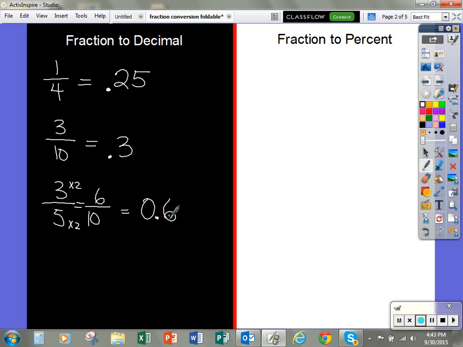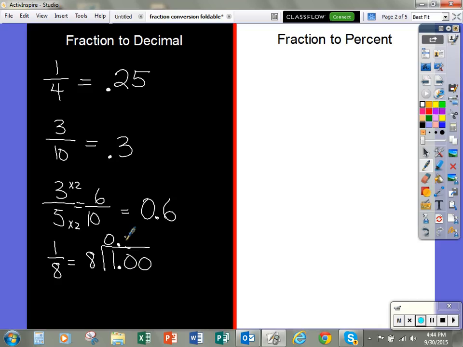The hardest type are those that don't make equivalent fractions with a 10 or 100 as a denominator, such as 1/8. There's nothing that we can do to make an equivalent fraction to change this to tenths or hundredths. So the only method we have is to take the numerator and divide it by the denominator. Well, 8 doesn't go into 1 evenly, so we're going to add a decimal and 2 zeros and divide to get our decimal. So 8 into 1 doesn't go.